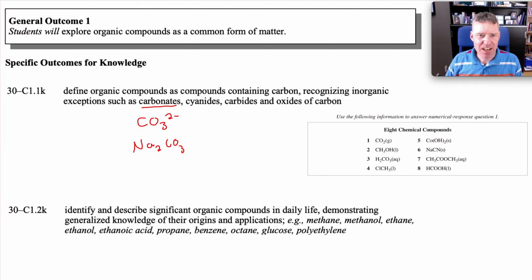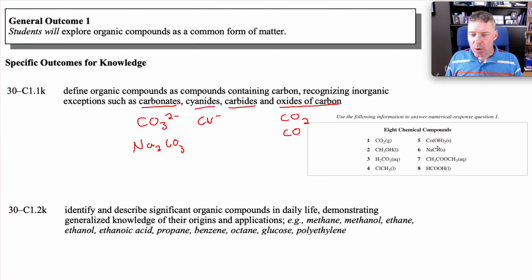I don't need the charge at the end. Okay. You might also have cyanide, so CN-. You could have sodium, lithium, potassium with cyanide. Carbides don't show up on diploma exams that often, but these are carbon with metals. So if you see a weird symbol, it's probably a carbide, but look for a metal. And then you've got the oxides of carbon that show up in complete and incomplete combustion. So carbon dioxide isn't deemed to be organic, nor is carbon monoxide.